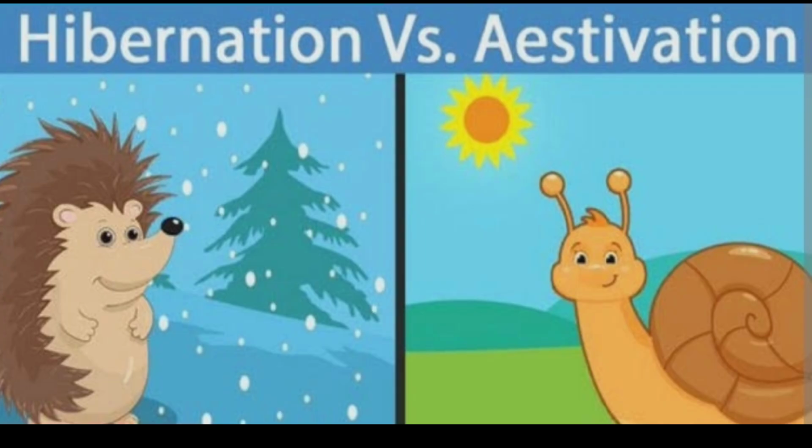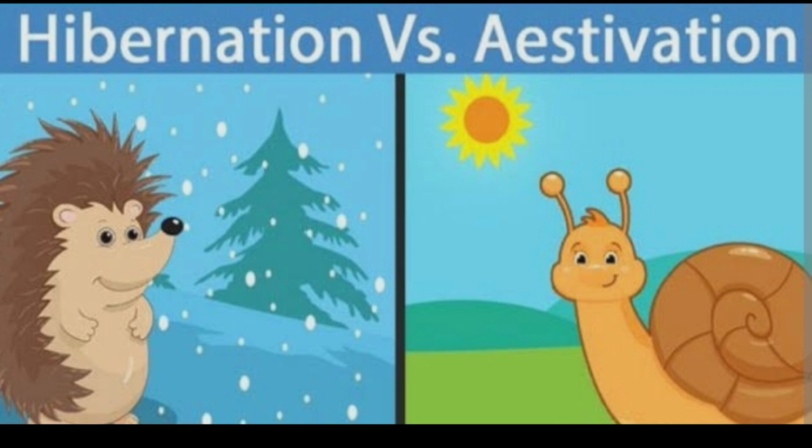Second one is regarding aestivation and hibernation. The state of inactivity and low metabolic process performed by animals during the winters is known as hibernation. It is also known as winter sleep. It may be performed by both warm and cold-blooded animals, for example, bats, birds, mammals, and insects.